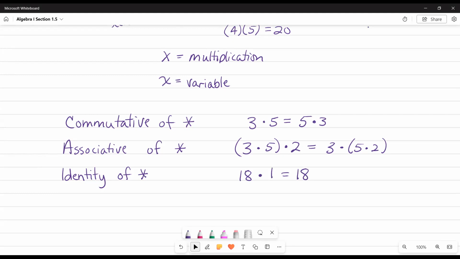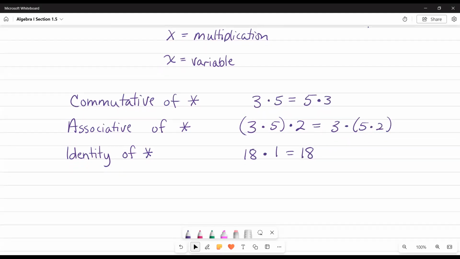Now we'll start being very specific. If I ask you what property, you need to tell me whether it's the property of addition or the property of multiplication. Identity means any number times 1 is itself.